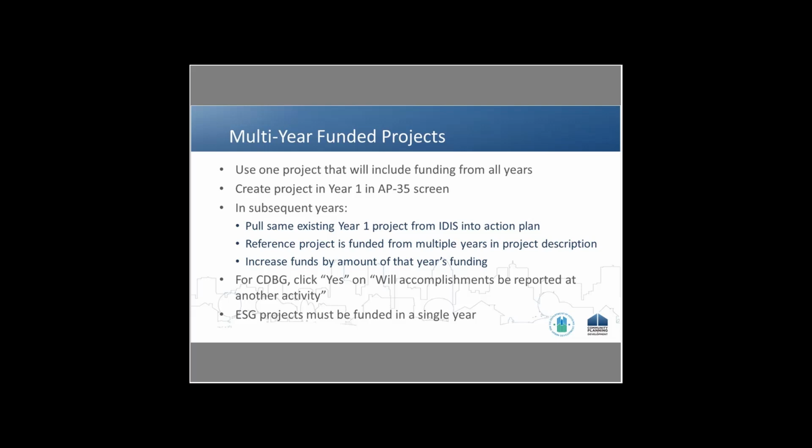Use the narrative to describe that it is a multi-year infrastructure project or whatever it may be, and increase the project funding by the amount that you're adding that year. Within your CDBG on the activity side, for the activities associated with that project, if you're creating multiple activities, you're just going to want to make sure that the accomplishments are being reported through one activity. And then finally, just a reminder for ESG, ESG projects can only be funded in a single year.